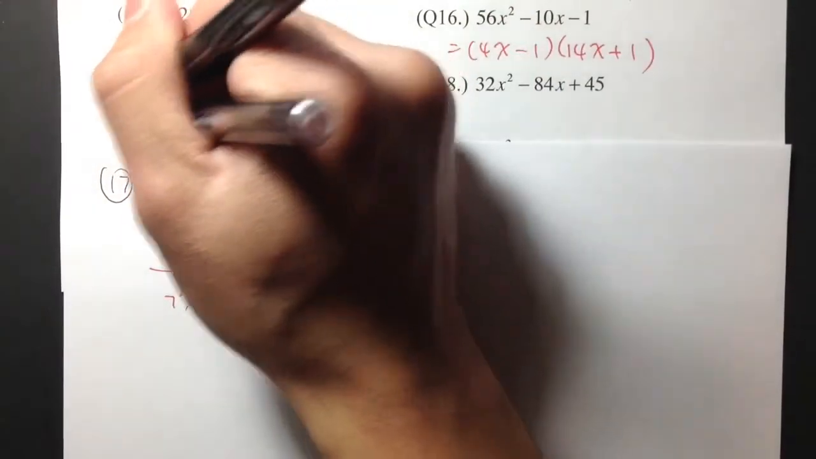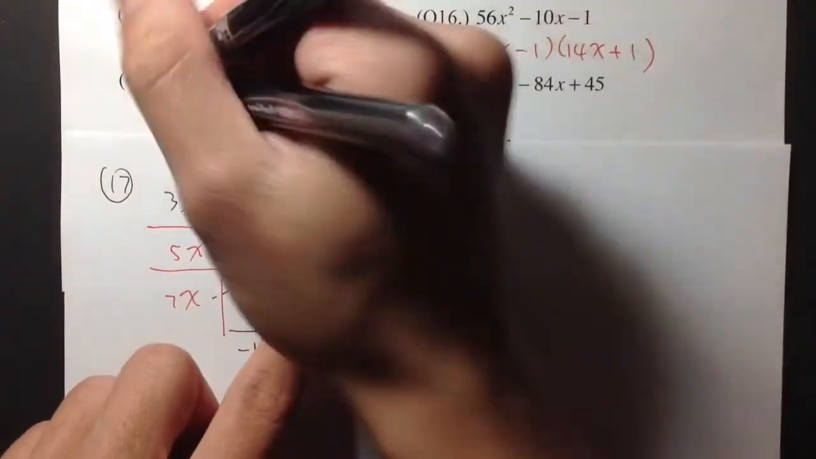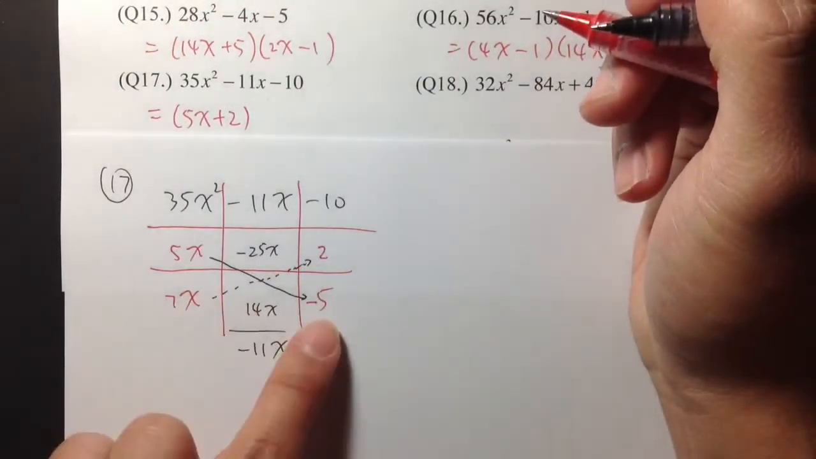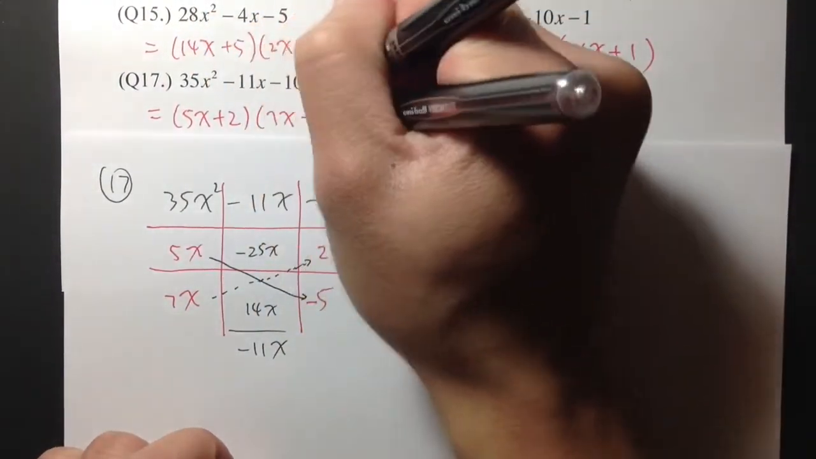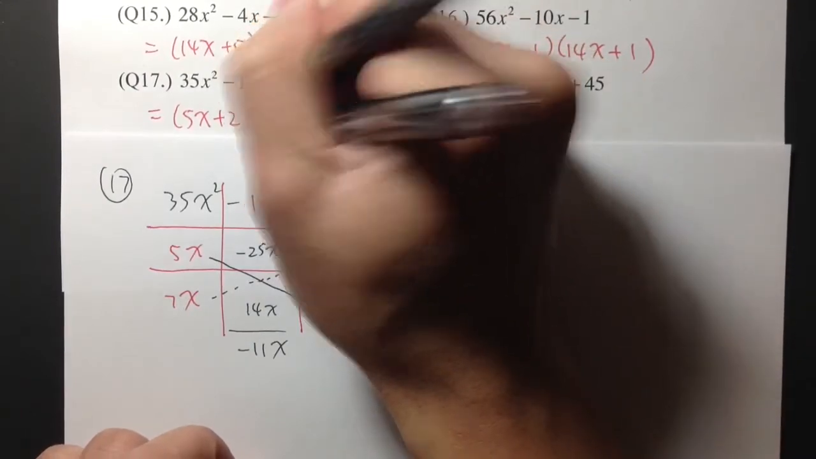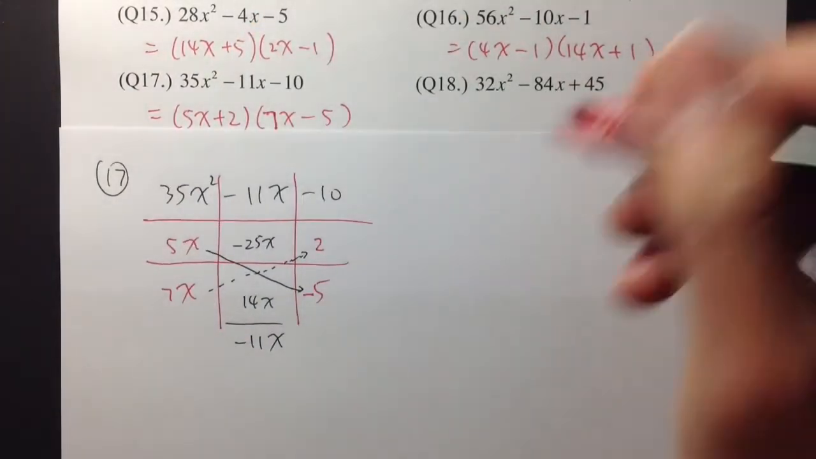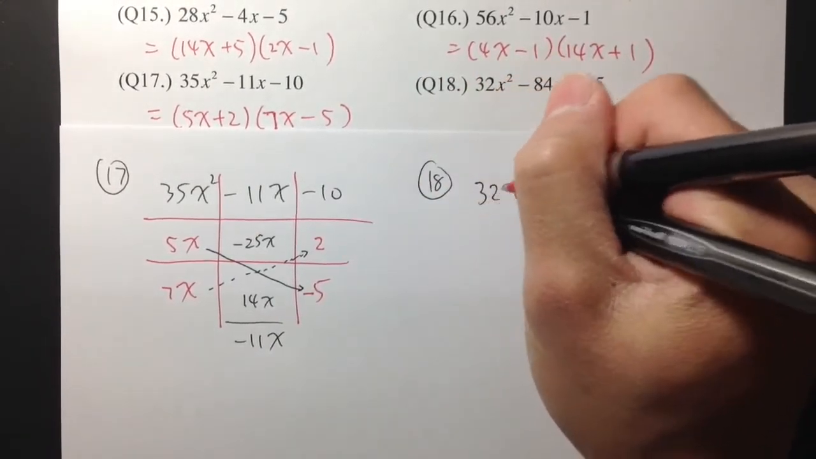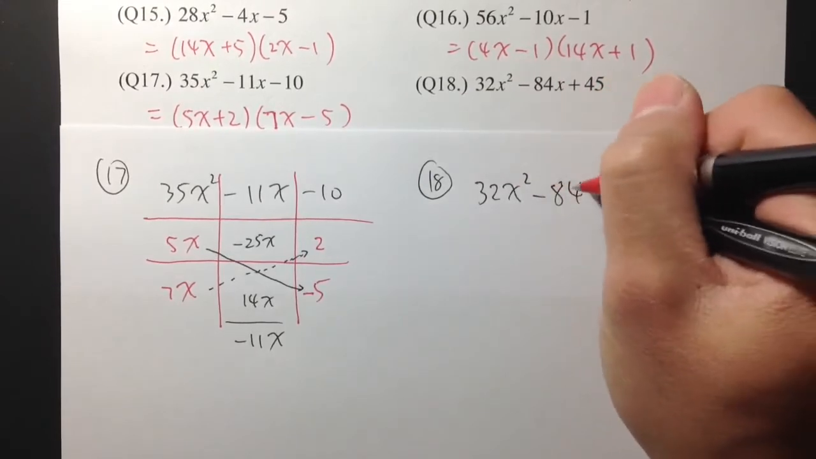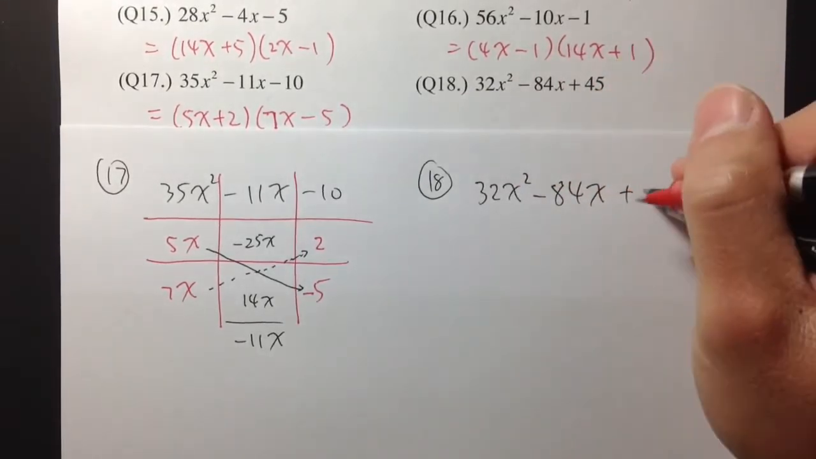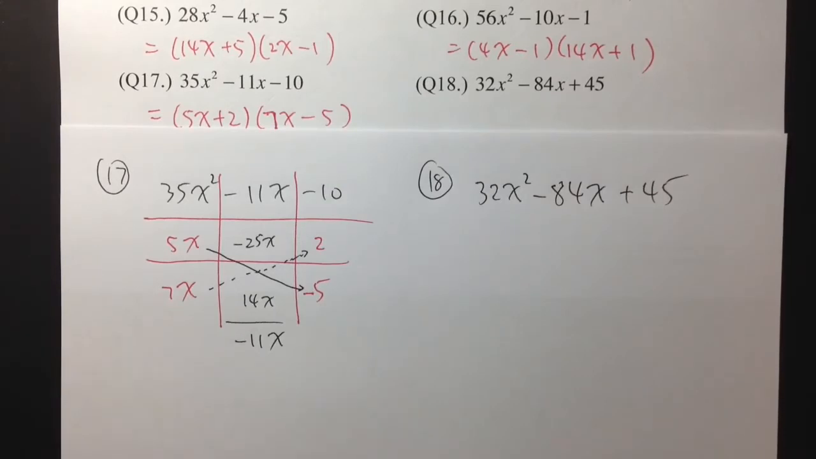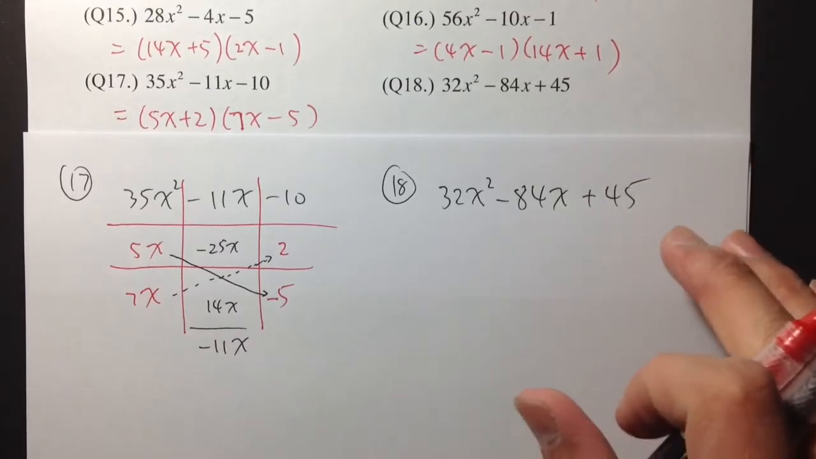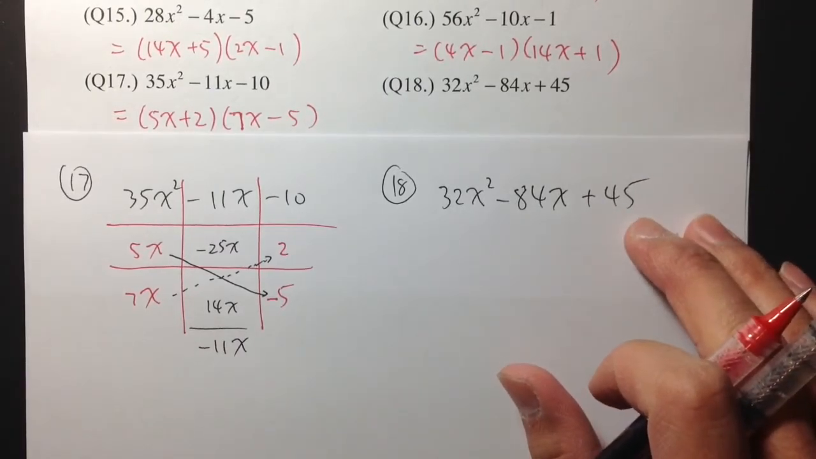So this right here is 5x plus 2 times 7x minus 5. Okay, number 18. 32x squared minus 84x plus 45. So when the numbers get bigger, the factoring becomes more difficult because we have a lot more combinations and a lot more possibilities.